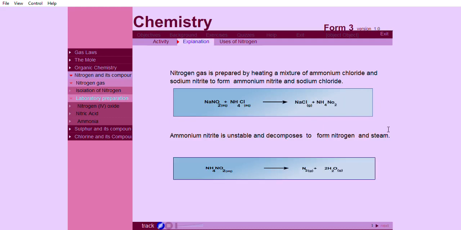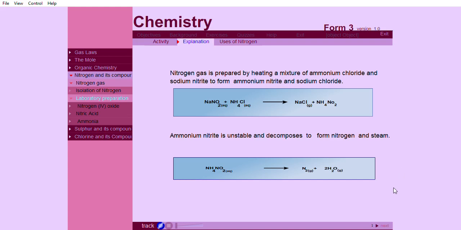Nitrogen gas is prepared by heating a mixture of ammonium chloride and sodium nitrite to form ammonium nitrite and sodium chloride. Ammonium nitrite is unstable and decomposes to form nitrogen and steam.